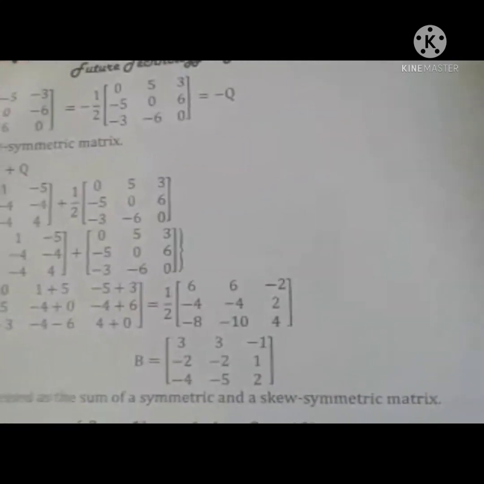Then Q transpose, we get the answer minus Q. Therefore Q is a skew symmetric matrix. Then we take P plus Q. So we get the answer B. So B is expressed as the sum of a symmetric and a skew symmetric matrix.